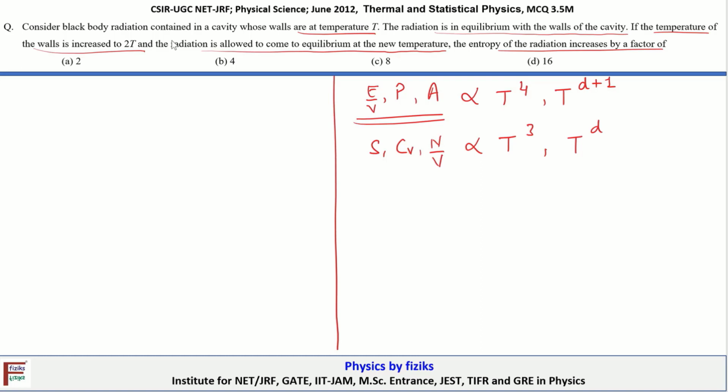For the present case, because the temperature is changed from T to 2T, the new entropy of the photon gas will be S2 upon S1 equal to 2T upon T to the power 3, which is a factor of 8. So the new entropy will be 8 times the initial entropy. Therefore C is the correct option here.